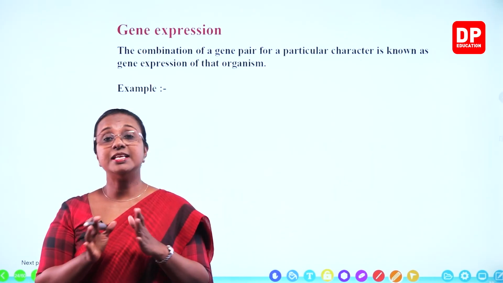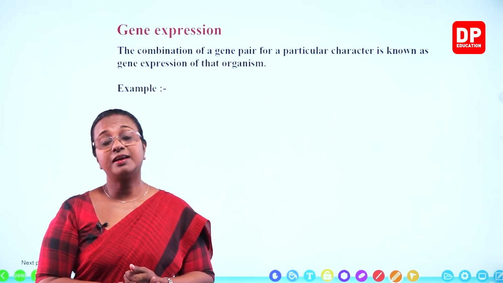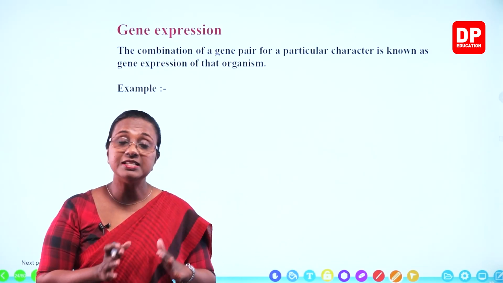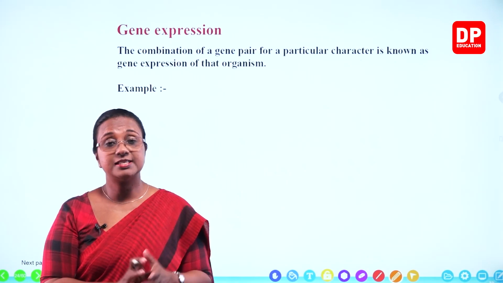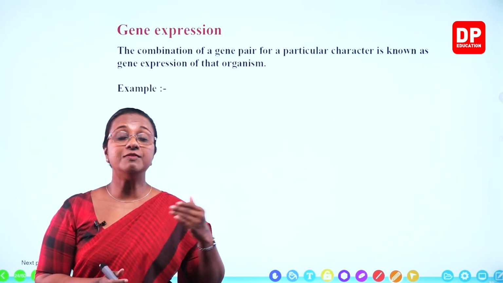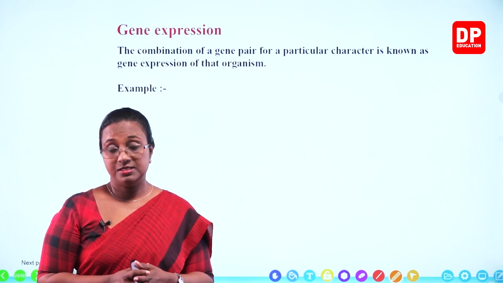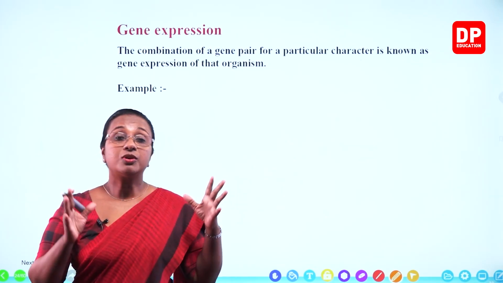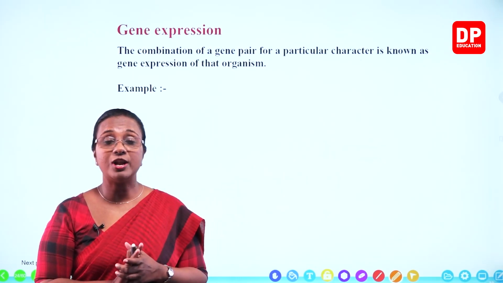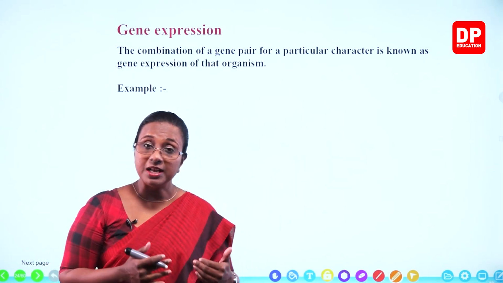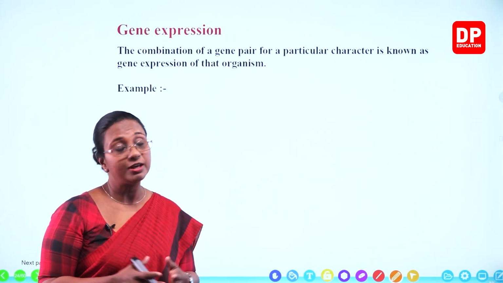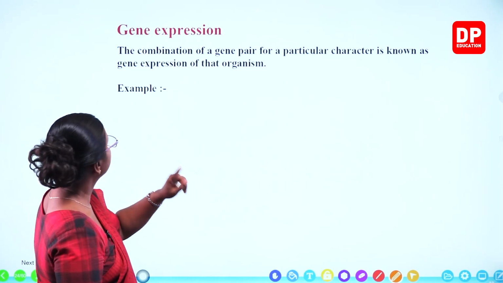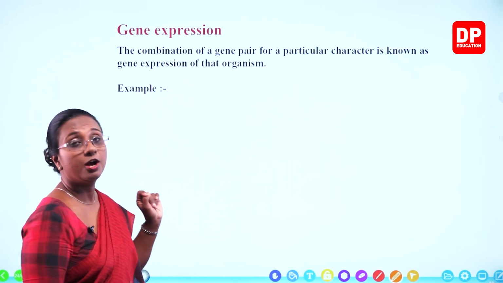But you all know a gene is the factor that was discussed by Gregor Mendel that is responsible for the expression of a particular character. If the genes are similar, we call it homozygous. If the genes are not similar, we call it heterozygous. So now we will see how a gene is expressed. A combination of genes responsible for a particular feature is what we call gene expression. The combination of a gene pair for a particular character is known as gene expression of that organism.